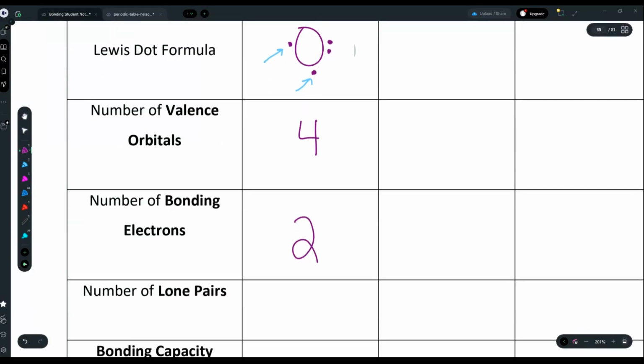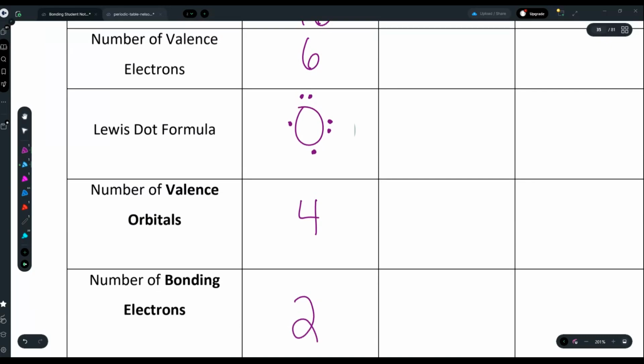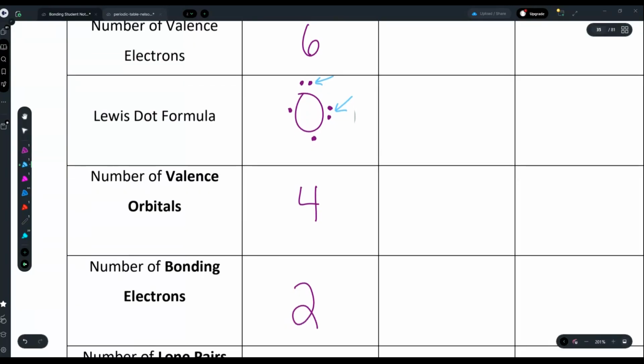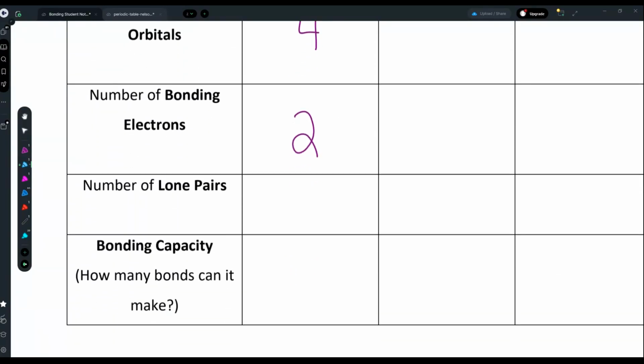Now for lone pairs, those are going to be the electrons that are already paired up. So that's going to be right here and right here. So there's 2 lone pairs in oxygen.